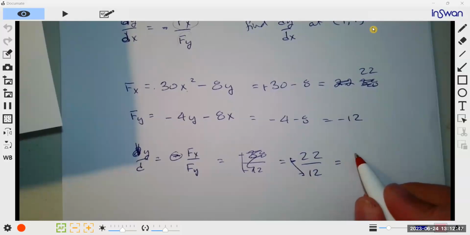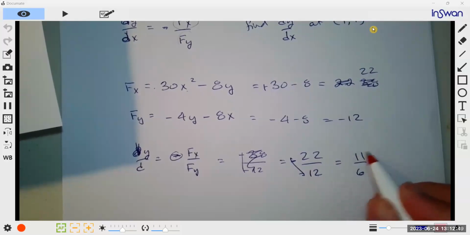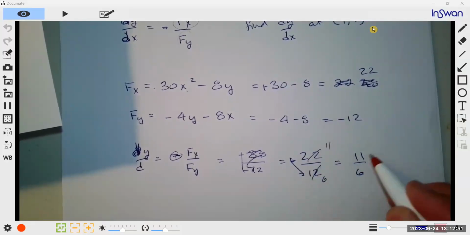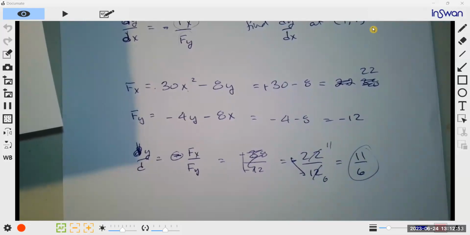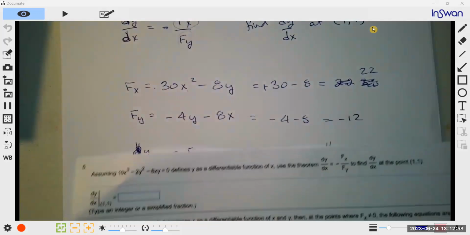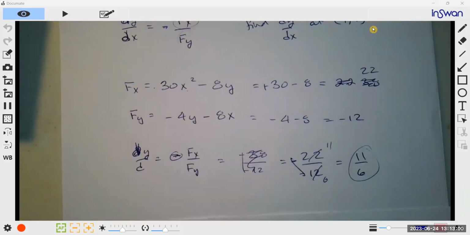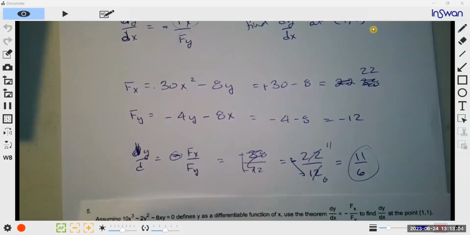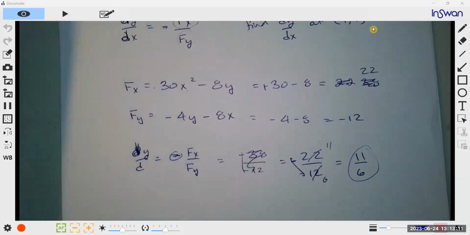So they both have a 2 in common, giving 11 over 6.